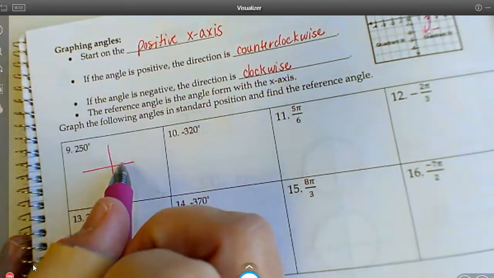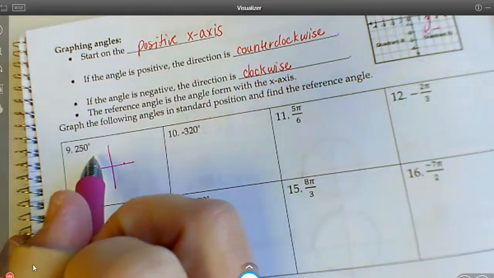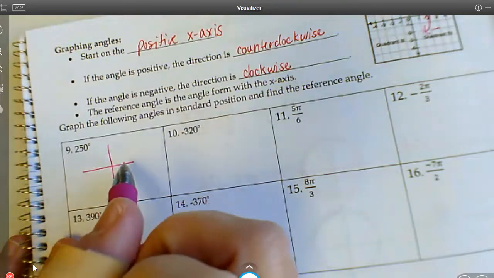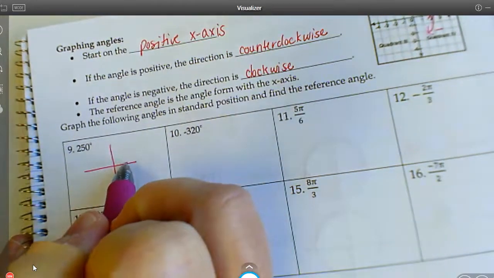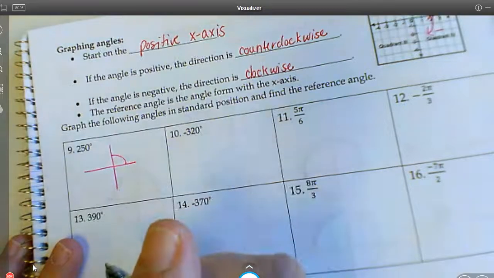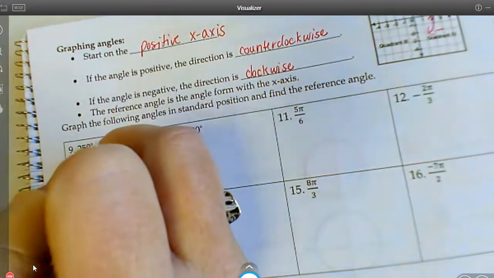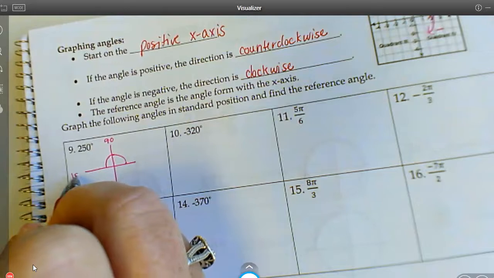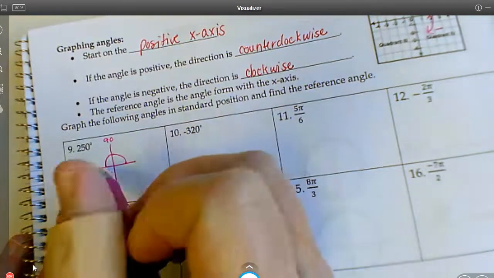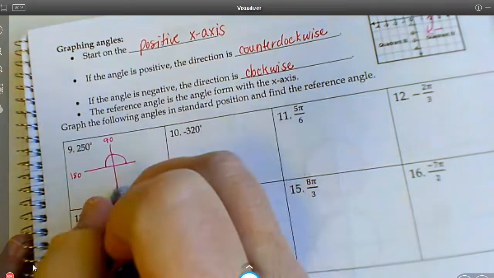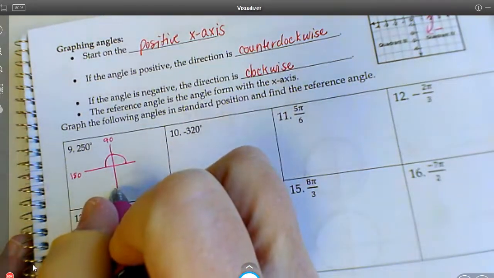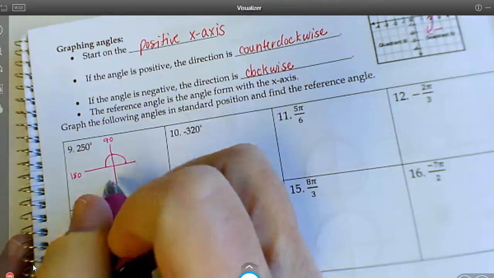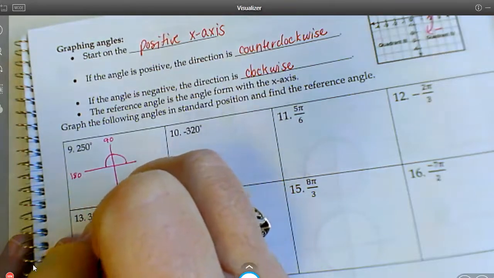Alright, it's positive, so it's going to start here and go around this way. I know that if I just go to here, how much do I go? 90. Alright, if I go to here, how much is that? 180. If I kept going and go all the way to this line right here, how much would that be? 270, because it's another 90.